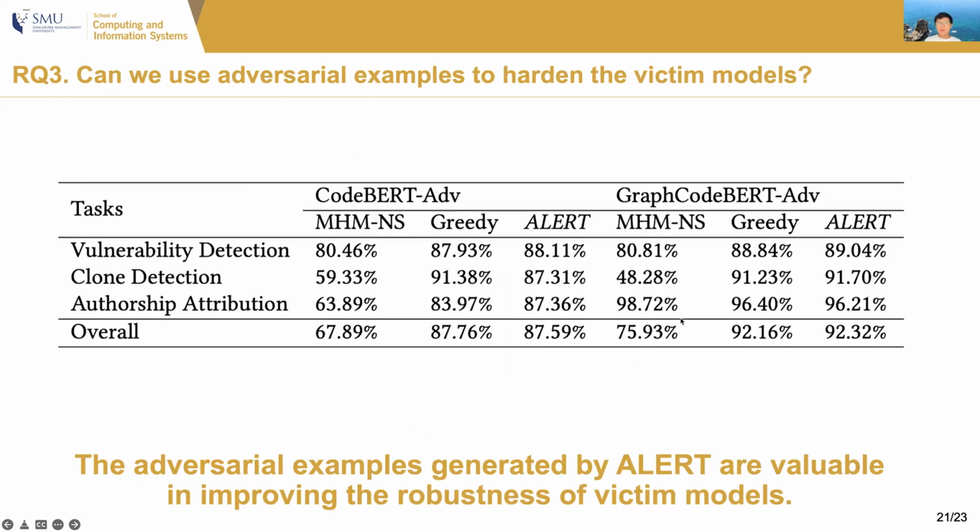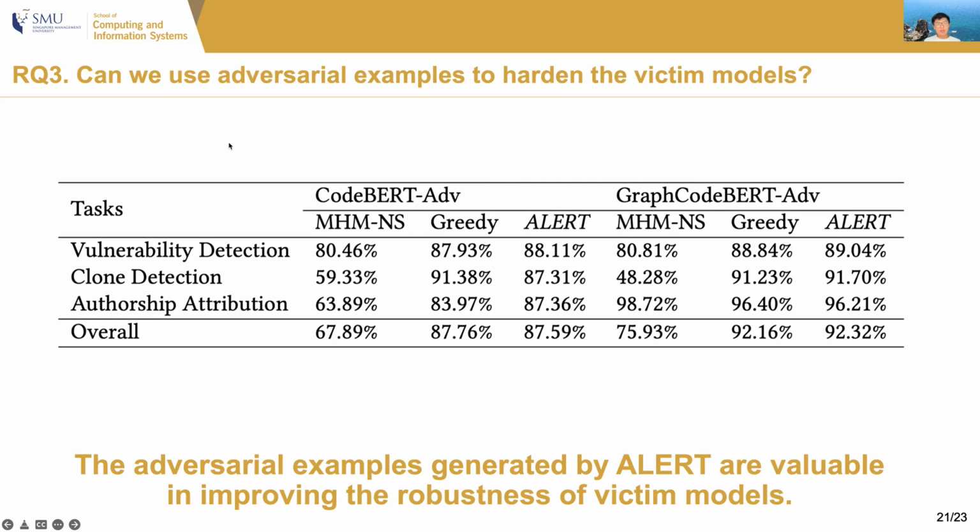In this research question, we explore the effectiveness of using adversarial fine-tuning as a defense against attack. We leverage our method to generate adversarial examples for each victim model on their corresponding training set. These generated examples are then augmented into the original training set to form a new one. We call it the adversarial training set. We then fine-tune the victim models on the adversarial training set.